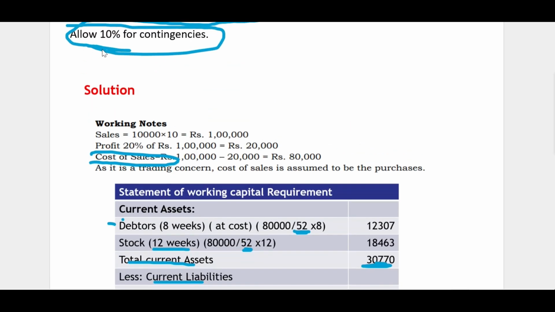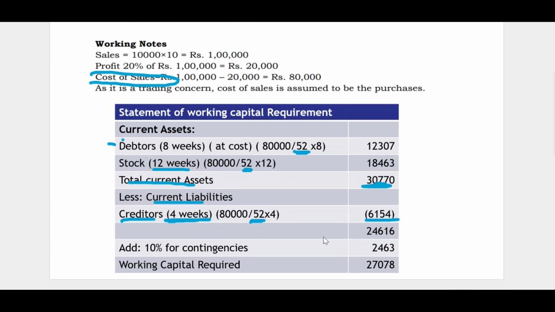And I will add the 10%, so 24,616 plus 10% will be equal to 2,463. Now 24,616 plus 2,463 will be equal to 27,078. So the working capital required will be 27,078.